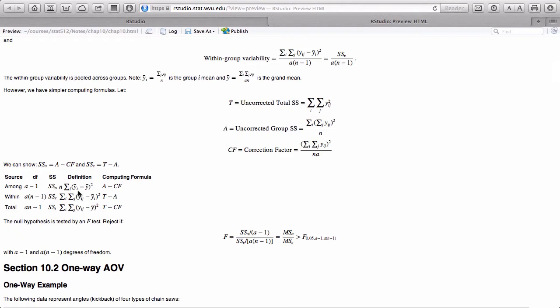Now, it turns out this distribution, f under the null hypothesis, what we call f, is actually what we say is an f distribution. In other words, it's distributed as an f, and it has 2 degrees of freedom, the numerator degrees of freedom and the denominator degrees of freedom. The numerator degrees of freedom is a minus 1, and the denominator is a times n minus a, or a times n minus 1. Okay.